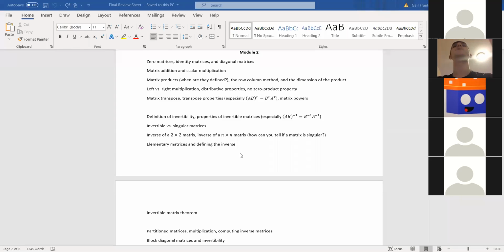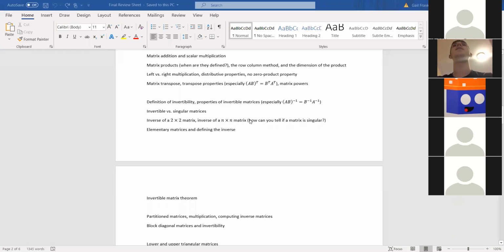Share screen again. Let's see, final review sheet. Inverse of the n by n matrix. So basically, you augment the matrix with the identity matrix. So if you want to find the inverse of A, you augment it with the identity matrix, and you just row reduce. You want to row reduce until on the left side you have the identity matrix, and on the right side you'll have A inverse.